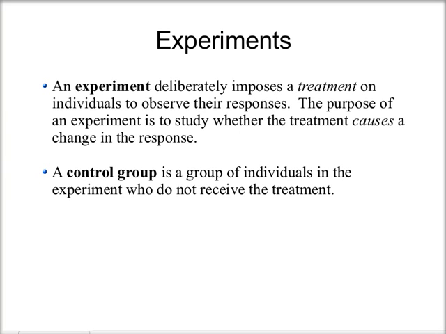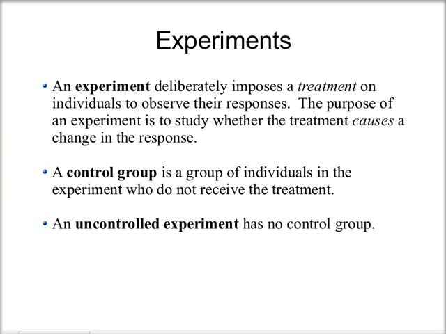Some experiments have a control group, and a control group is a group of individuals in the experiment who do not receive the treatment. And this is good to have because it gives experimenters something to compare the treatment group with. An experiment with no control group is called an uncontrolled experiment, and these are generally considered not as good as experiments with control groups.